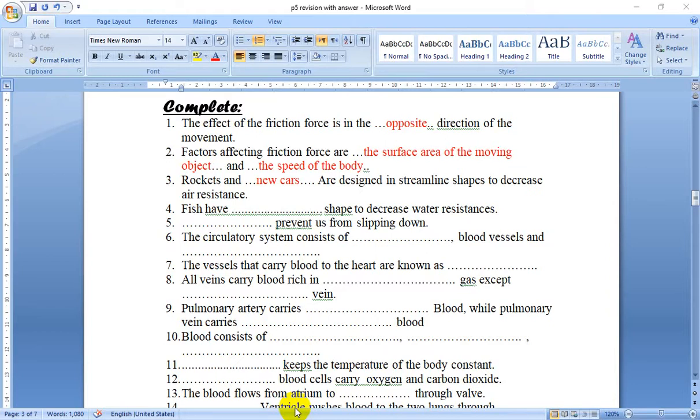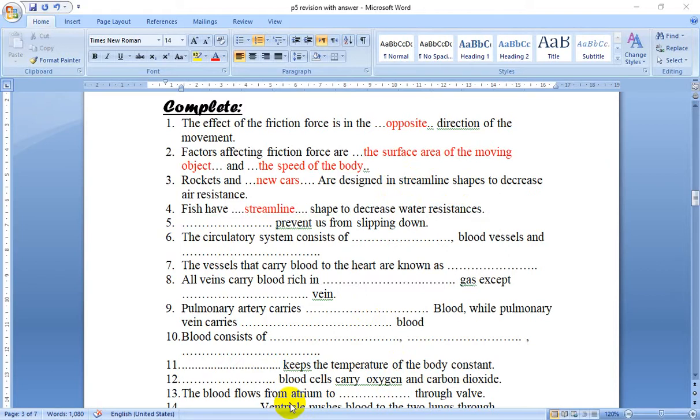Fish have what shape to decrease water resistance? Fish have which shape? As in the last question, streamline shape. So fish have streamline shape to decrease water resistance.